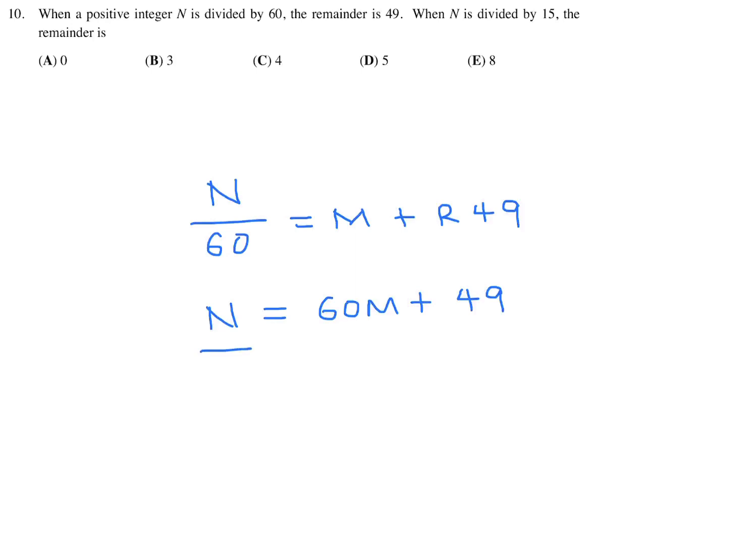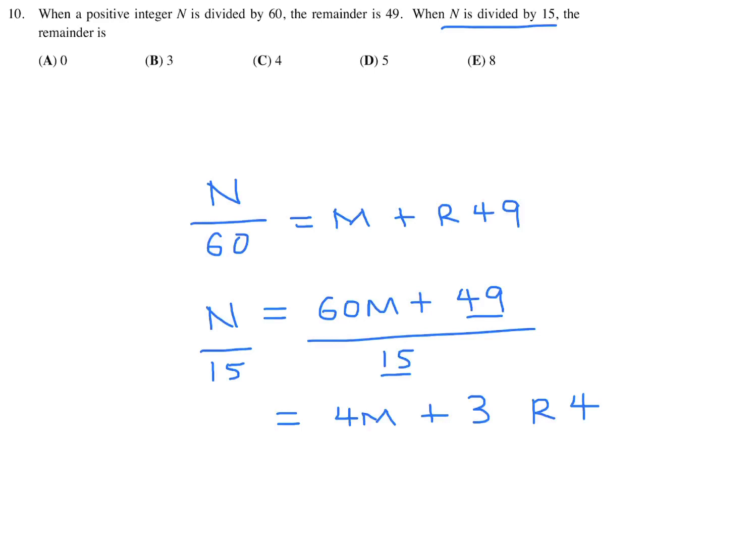Now what you're doing is you're dividing this by 15, like they state in the question. So 60m over 15 becomes 4m, and then you are dividing 49 by 15. So what happens? Well, 15 goes into 49 3 times, but it will leave a remainder of 4. So the answer to number 10 is C.